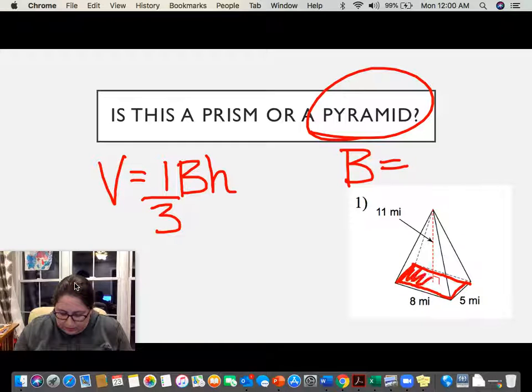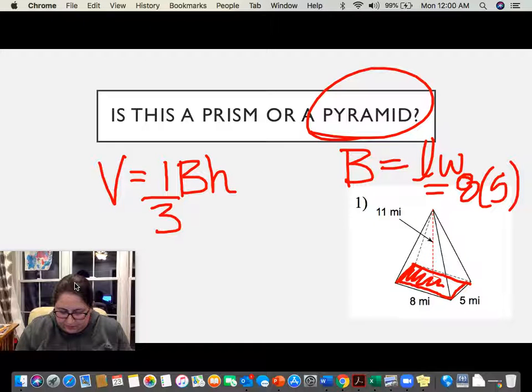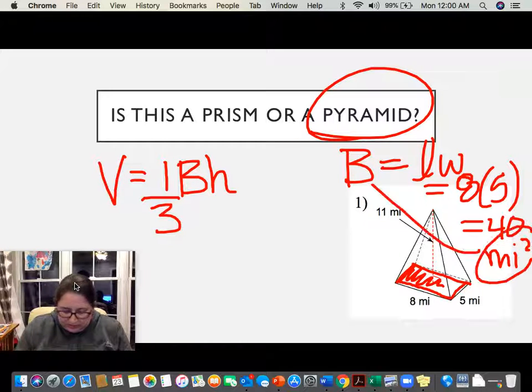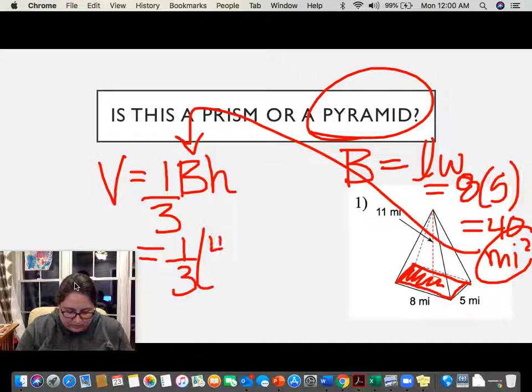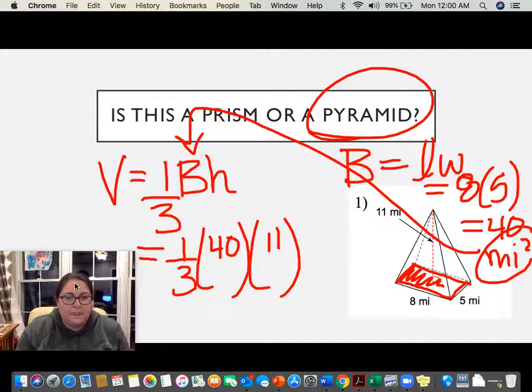So I know the base area in this case, looking at the shape, it's a rectangle, so it's just going to be length times width. So it's going to be 8 times 5, which is going to give me 40 miles squared. So I can take that 40 miles squared and plunk it in for the base area. That means I've got 1/3 times 40 times 11. All we're going to do is take 40 times 11.